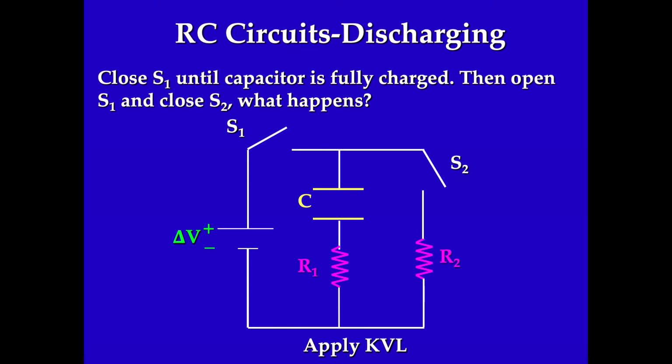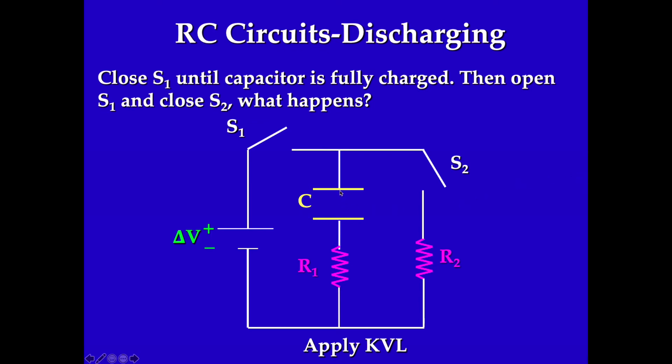So suppose I have a circuit like that. I close switch S1, let the charge on the capacitor build up. So I wait a long time. Doesn't have to be an infinite amount of time. I wait a long time until the capacitor is charged. Then I open switch S1 and close switch S2. What happens? What happens is the capacitor will start discharging through the resistor.